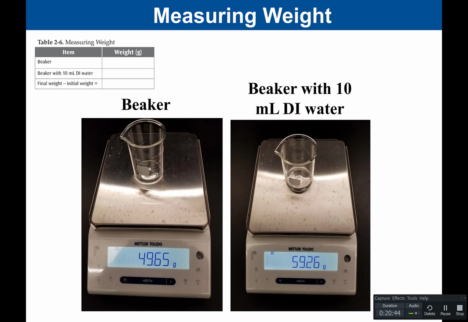But for the purpose of this, you're going to record the weight of the beaker, you're going to record the weight of the beaker with the water, and then you're going to subtract out from that the weight of the beaker, and that's going to give you the weight of the water. Notice we were trying to measure 10 milliliters of water. If we measure 10 milliliters of water, what would we expect its weight to equal? Well, remember that for water, 1 gram is equal to 1 milliliter. So if that's the case, then 10 milliliters of water should weigh 10 grams.